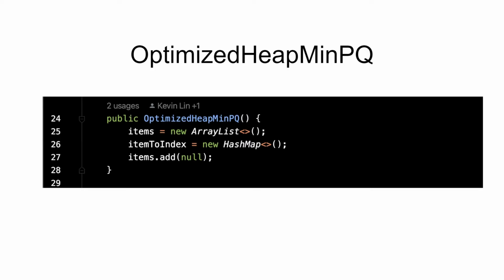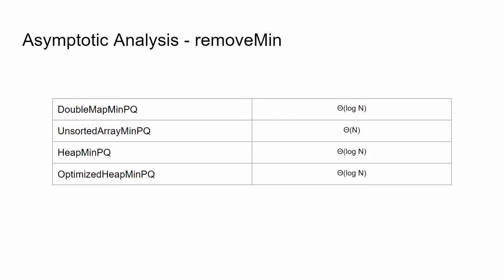Moving into our asymptotic analysis, where we're going to run with the assumptions that were given to us in Ed. We're going to start off with the remove min method, and for the double map min PQ, we theorized a worst case runtime of theta of log n. We came to this conclusion because the first key of tree map is going to take log n time, and the dot get of tree map is also going to take log n time, and the item to priority dot remove is going to take constant time with the assumptions. So overall, this would end up with a theta of log n worst case runtime.